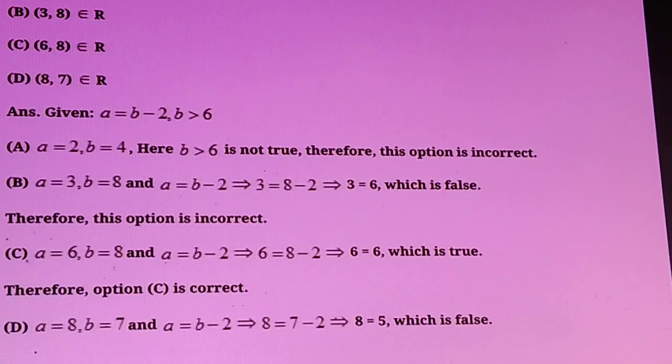Third option, in which A = 6, B = 8 and A = B minus 2. So it becomes 6 = 8 minus 2, 6 and 6 are equal, which is true. So option C is the only correct answer. Lastly, you can also consider A = 8, B = 7, in which we see that 8 = 7 minus 2 means 8 = 5, which is not correct, false.